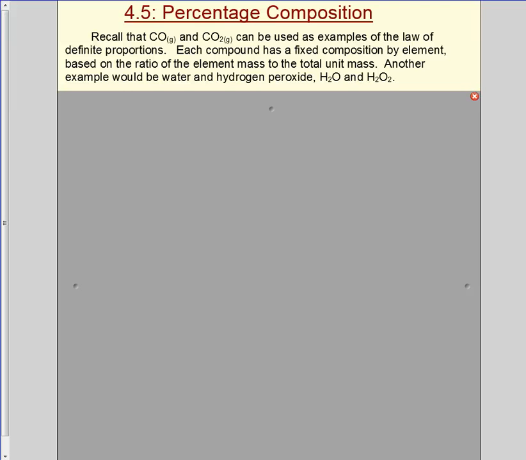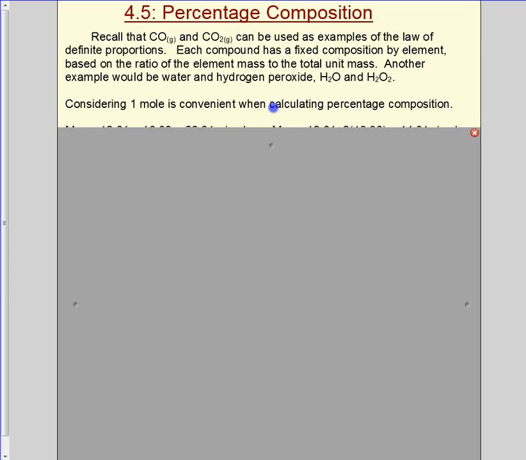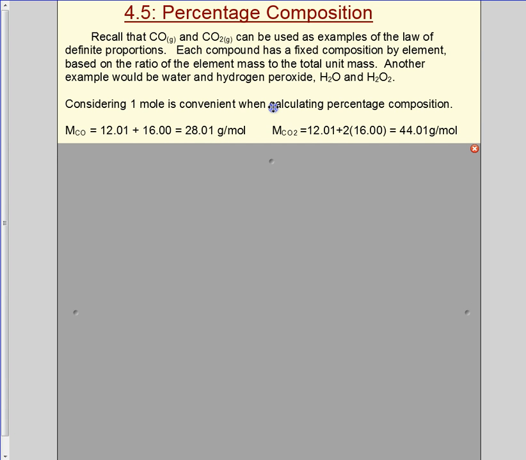So the law of definite proportions, or law of constant composition, is very similar. It just simply states that every compound has a fixed percentage by mass of its elements, and the element mass to the total unit mass will be constant for carbon and oxygen in carbon monoxide, but it will be different for carbon and oxygen in carbon dioxide. So in this example here, we see that to start this calculation, it's best to consider 1 mole. Now that we've looked at the molar calculations, we know how to work with molar mass. So we consider 1 mole, and we calculate the molar mass of each of the compounds.